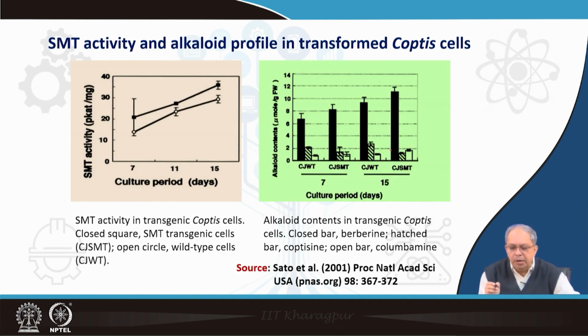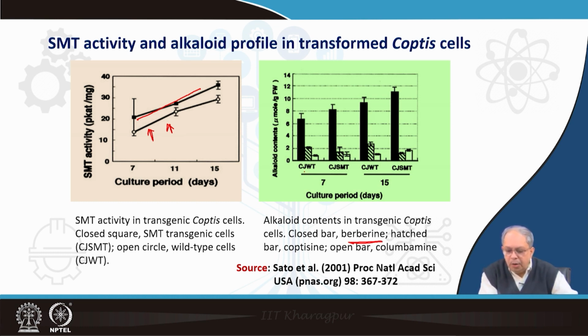When the gene was expressed in Coptis cell cultures, SMT activity was measured. The SMT activity in the transgenic Coptis cells was enhanced when compared with the control. That is obvious: if the gene is expressed, it should make the functional protein, and if the protein is there, the activity can be measured. Next, they looked into the content of the alkaloids. They found that the alkaloid contents, for example berberine, which is the closed bar, were enhanced.